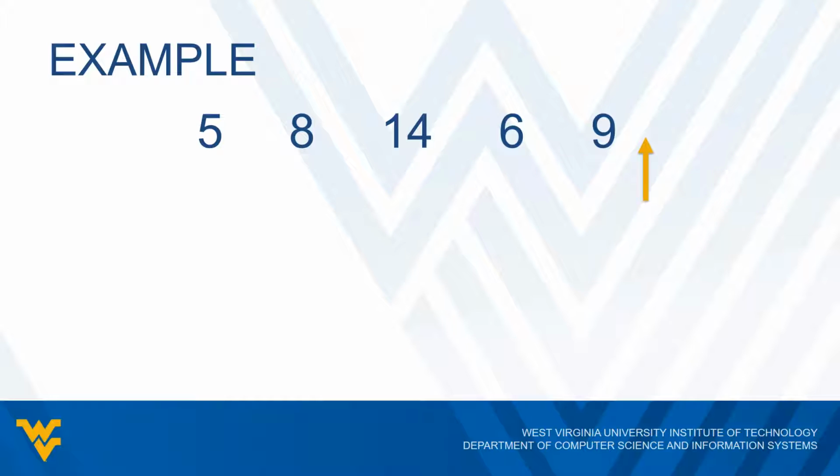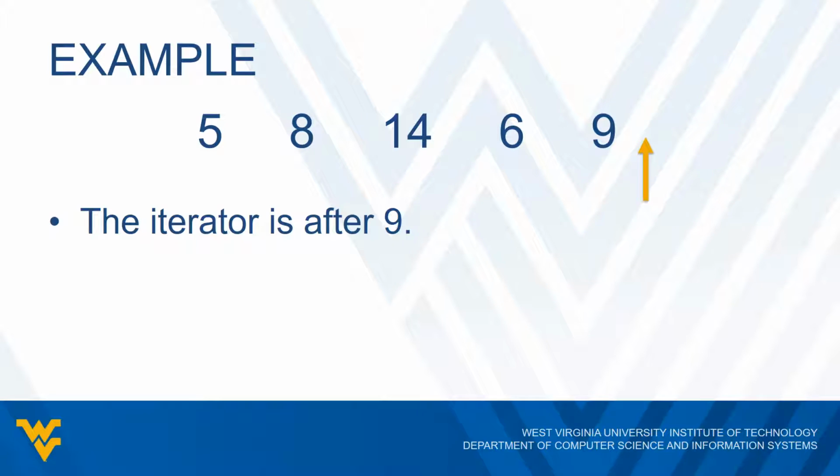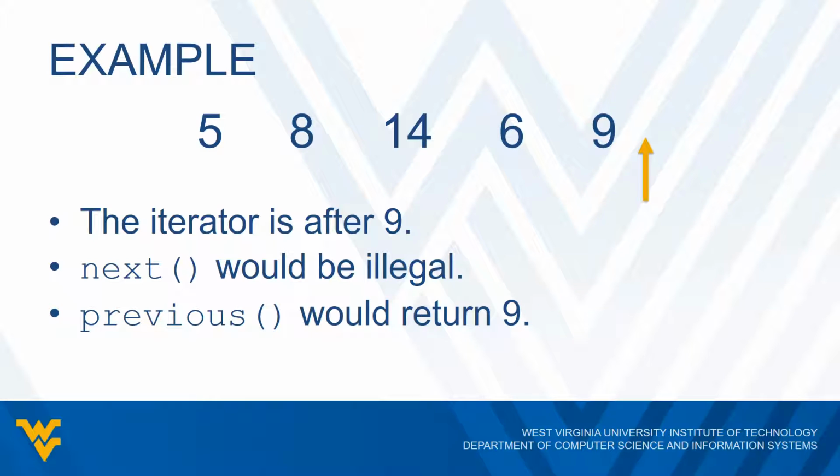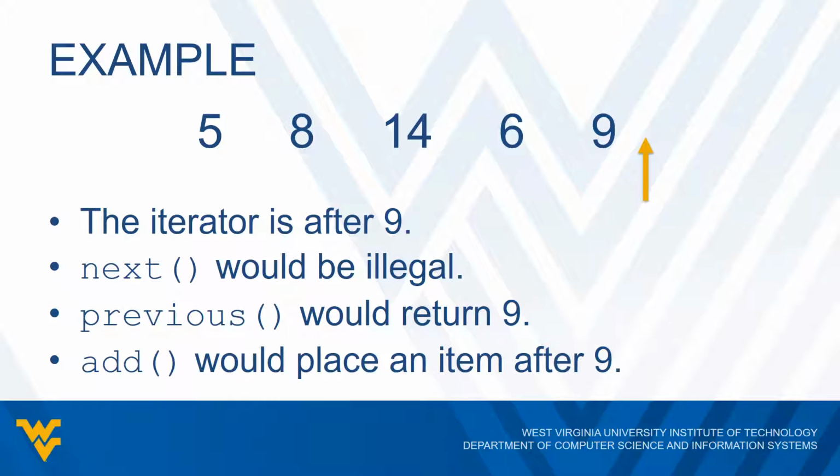Now let's say we have something like this, where the iterator is after the 9. If we were to call next here, it would be illegal because we're at the end of the list. There's nothing that goes afterwards here. Now, if we were to call previous, it would return 9 because that's the item that comes before the iterator. And if we were to call the add method, it would place the new item after the 9, or it would add it at the end of the list.